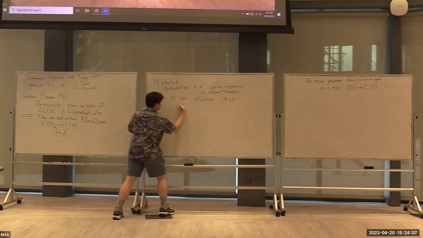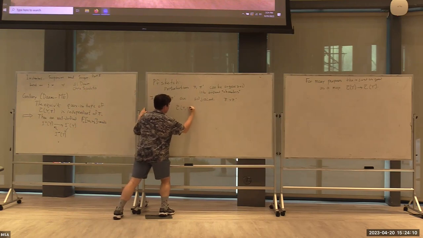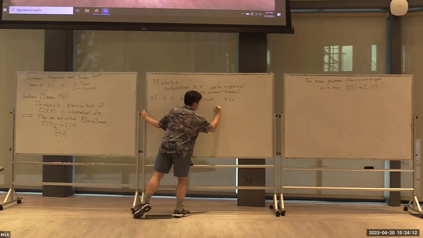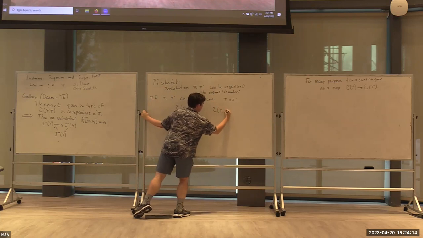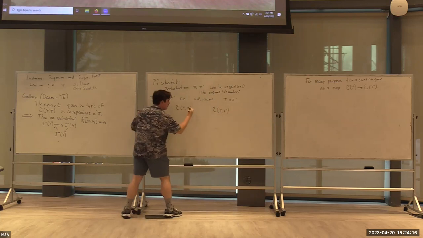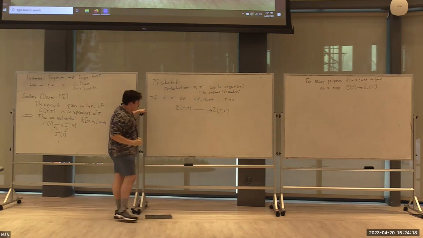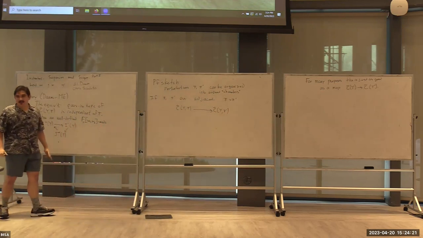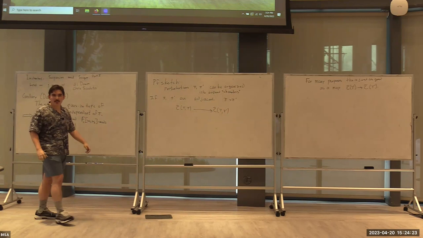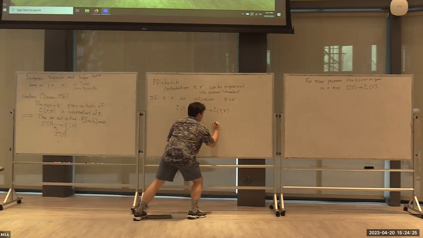If you have two adjacent perturbations, pi bigger than pi prime, then I do get an equivariant chain map from the tilde complex with respect to pi to the tilde complex with respect to pi prime, but not the other way around.